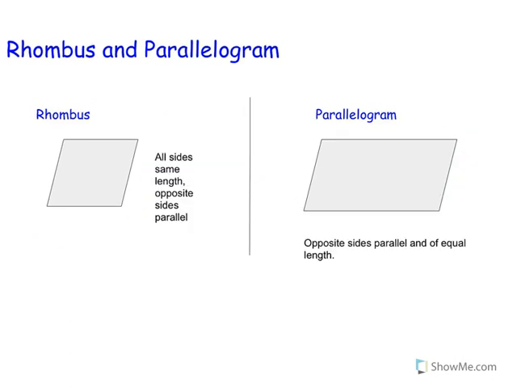So here's our definition of a rhombus. All sides the same length, opposite sides are parallel. So it has to be a parallelogram. A parallelogram is just any shape whose opposite sides are parallel, and the opposite sides, guys, have to be the same length.